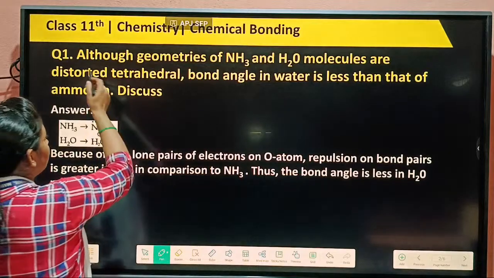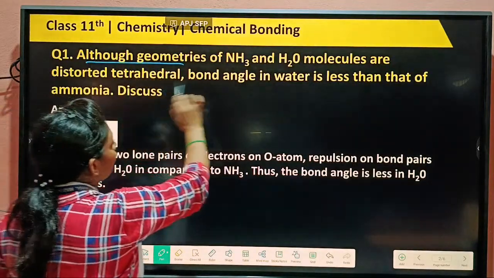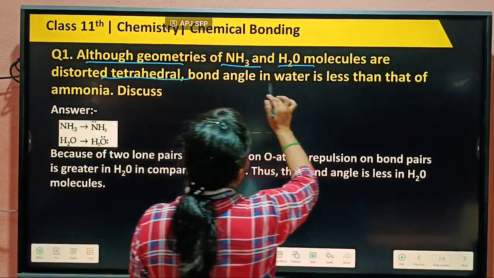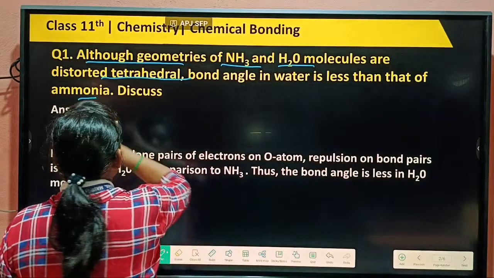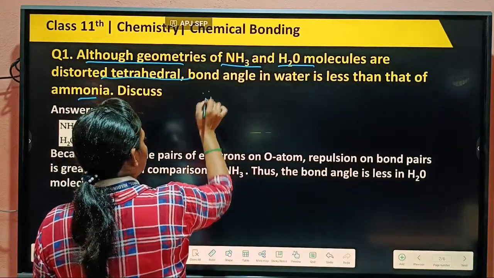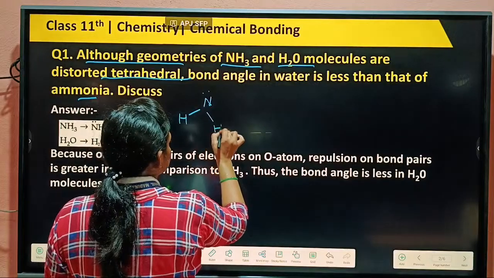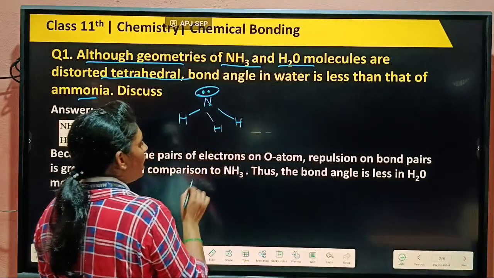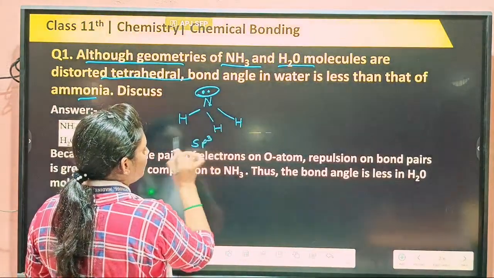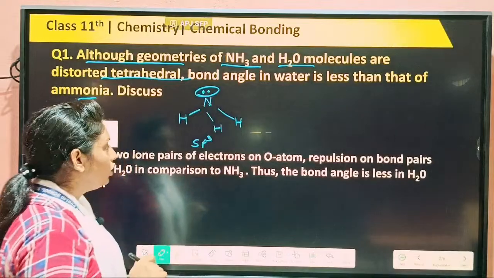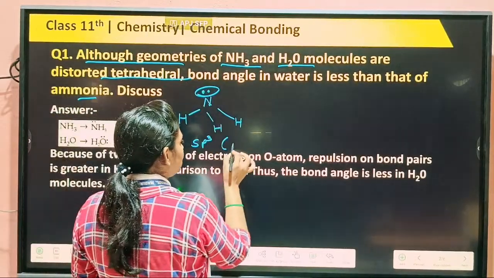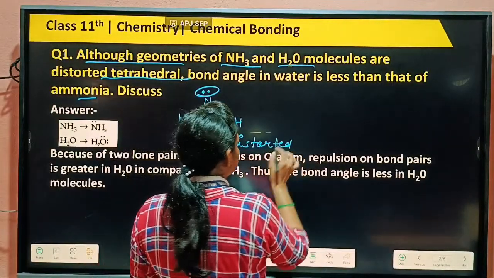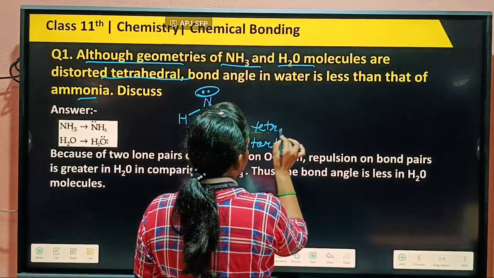Our question number one is: although the geometry of NH3 and water are distorted tetrahedral, the bond angle in water is less than that of ammonia. Students, in case of ammonia, there are three bonded atoms but one lone pair here. Hybridization is sp3, but due to the presence of this lone pair, it has a pyramidal structure, or we can say distorted tetrahedral geometry.